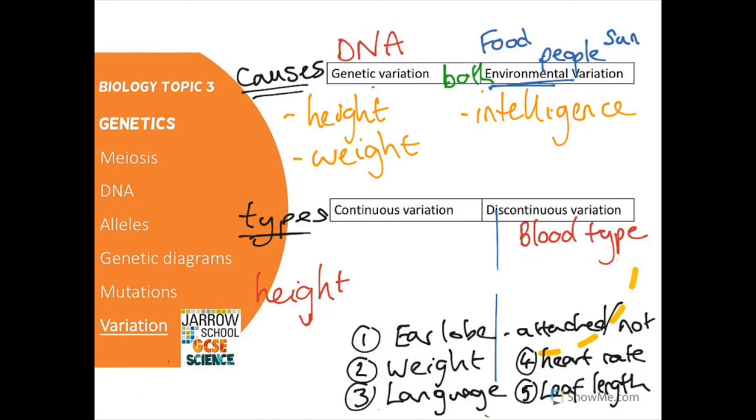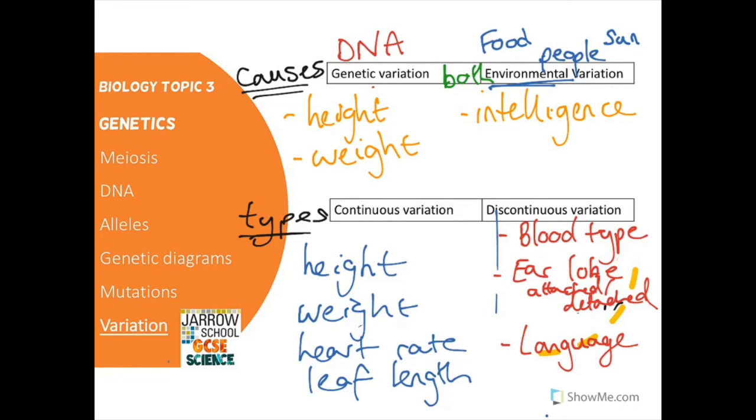So there's 5 more here. If you want to try and pause the video and put these into either continuous or discontinuous categories, you can do that now. So continuous variation are things that can be measured in centimeters or in grams or have some sort of rate, whereas discontinuous variation, these fall into one or a number of categories. And a little bit of further information: discontinuous variation is caused by your DNA, what you inherit. Not always, but quite often. Continuous variation, however, is caused by a mixture of both your genes and the environment around you.